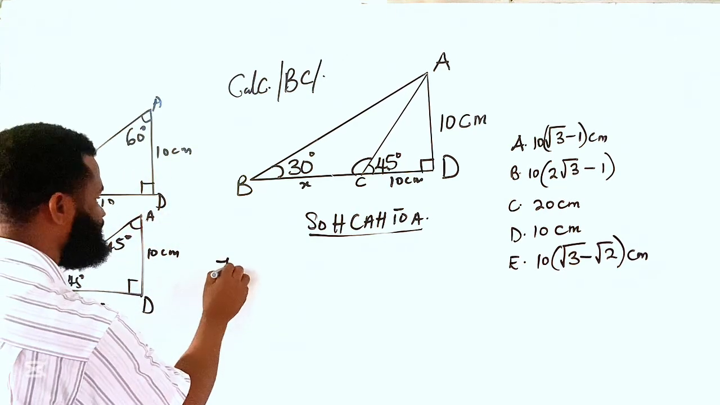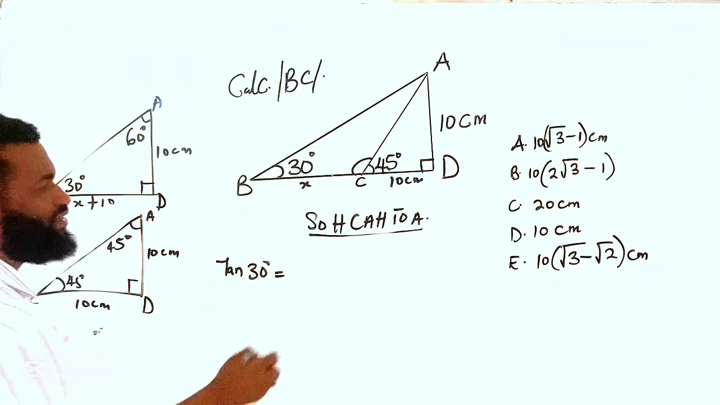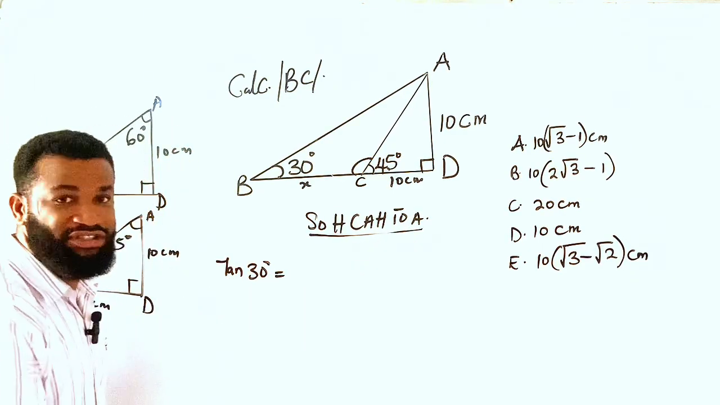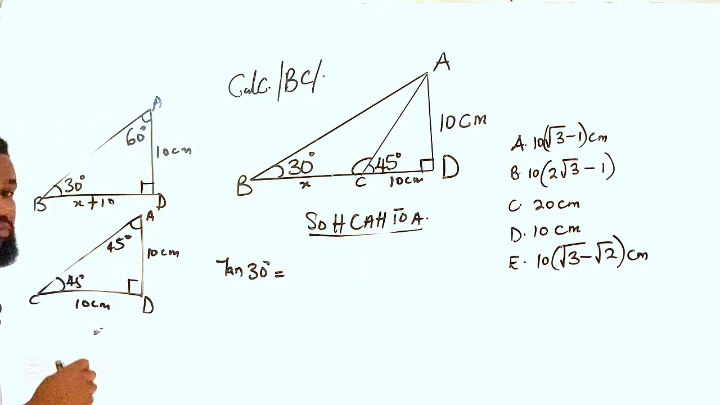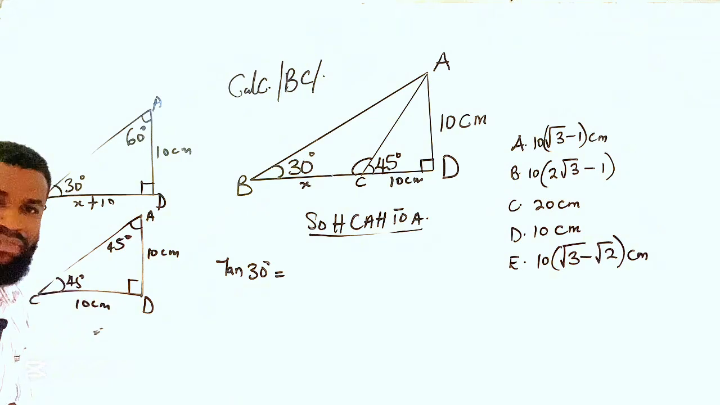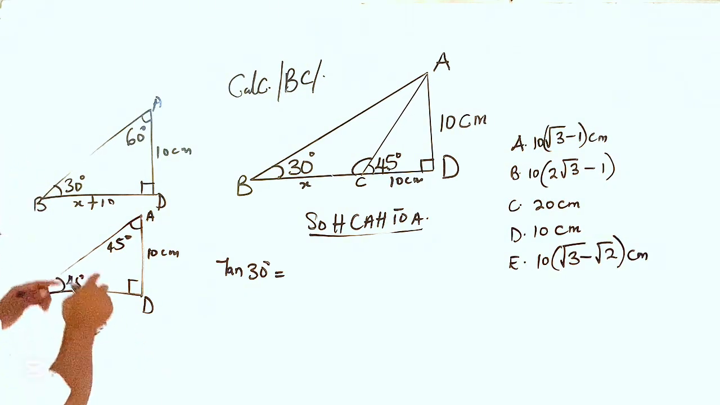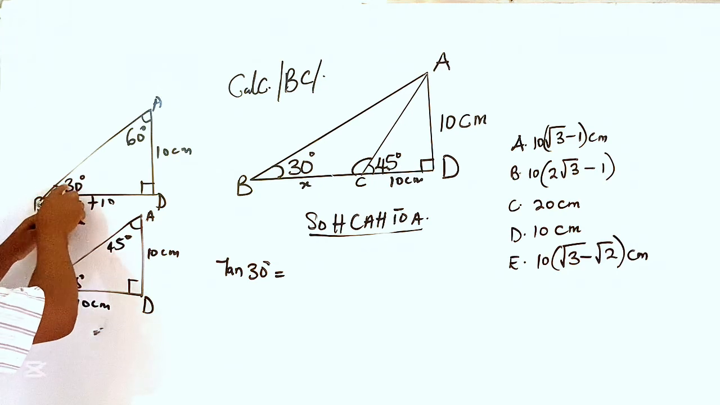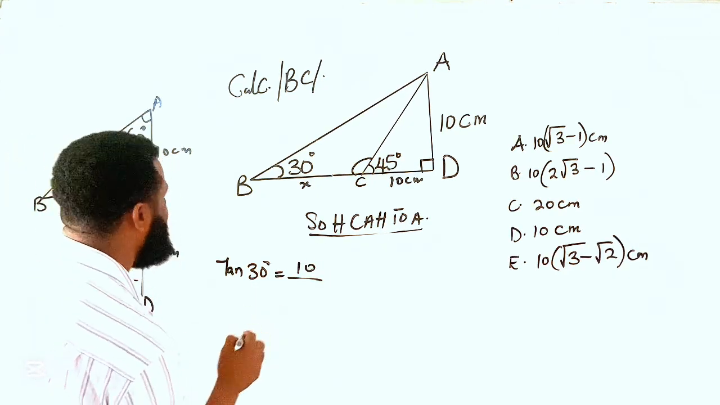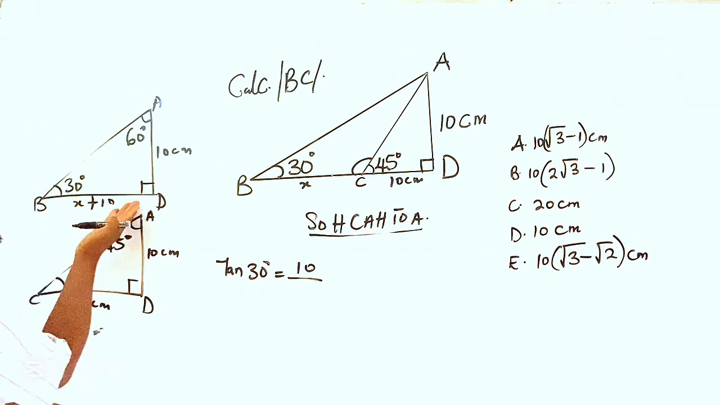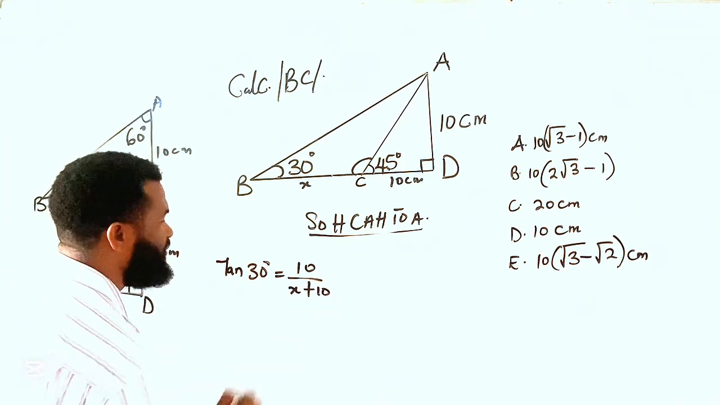So tan 30 is equal to, what is tan? This is TOA, the acronym for using it. Tangent is opposite over adjacent. What is the opposite? The opposite is determined by the angle. Since I'm looking at angle 30, the opposite is going to be 10. So this is going to be 10 all over the adjacent, which is x plus 10.